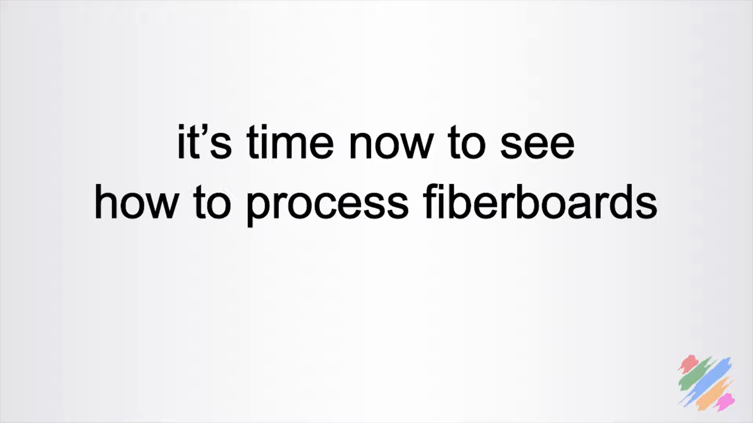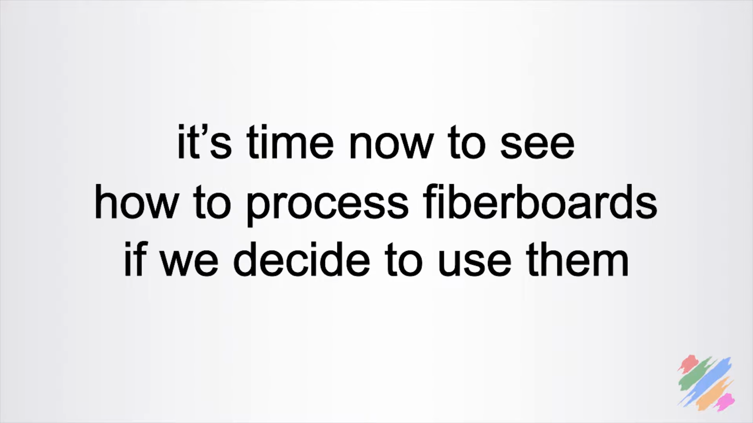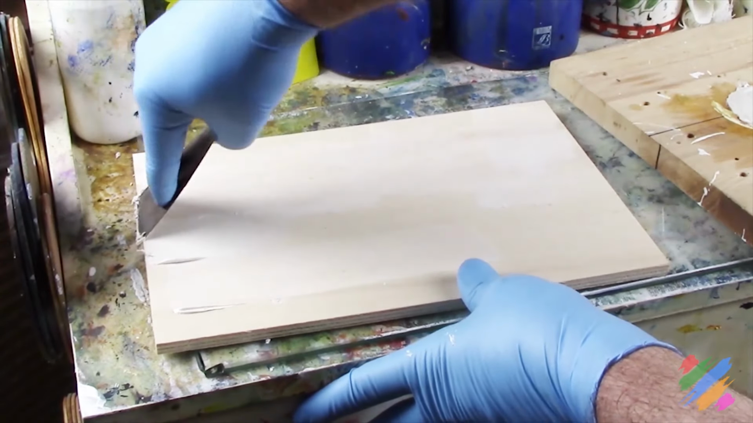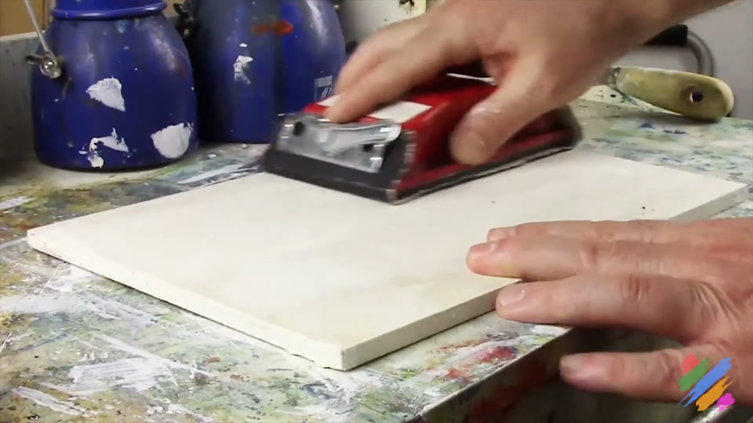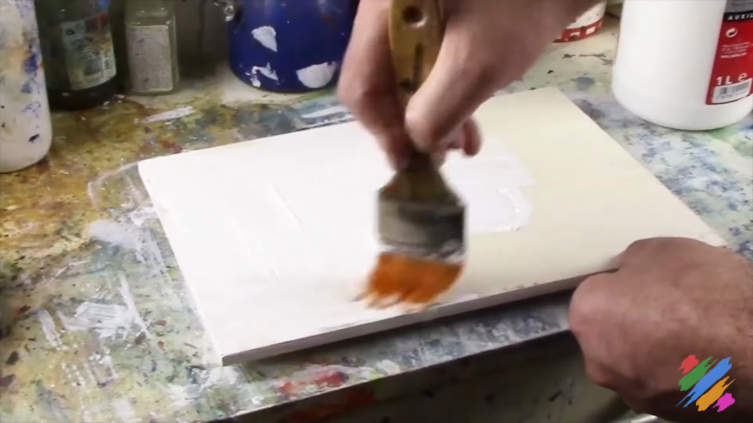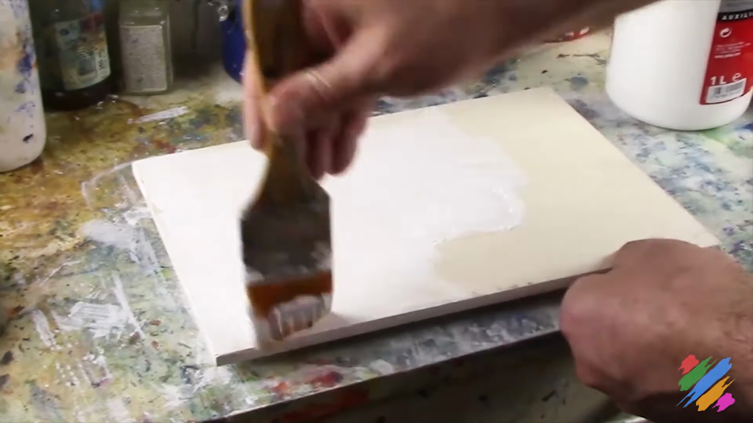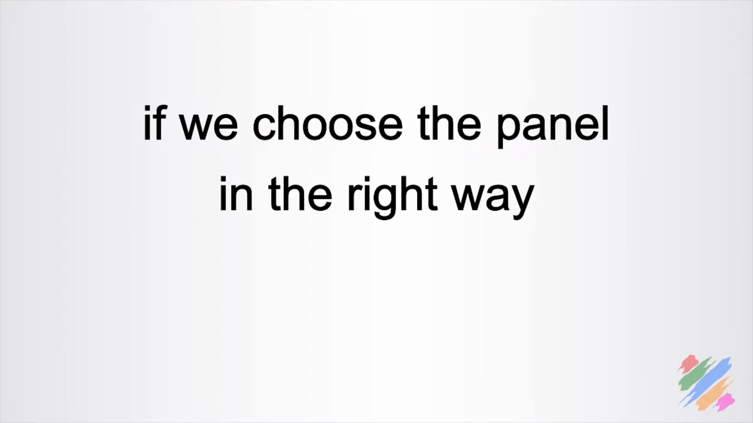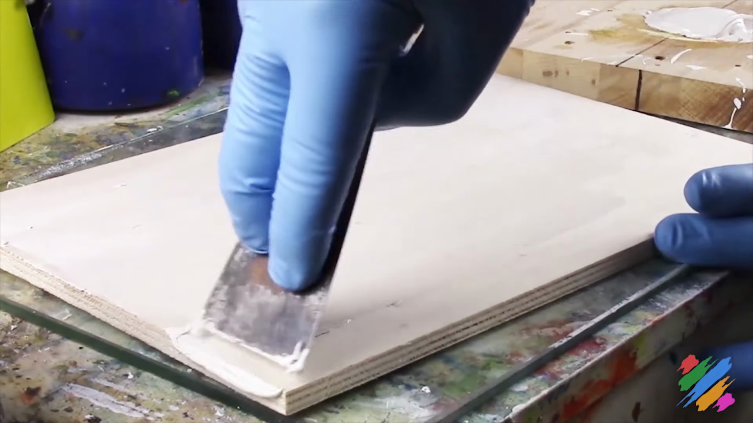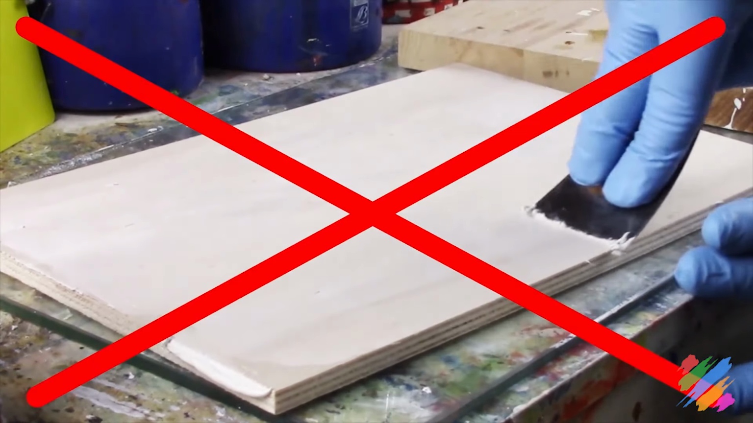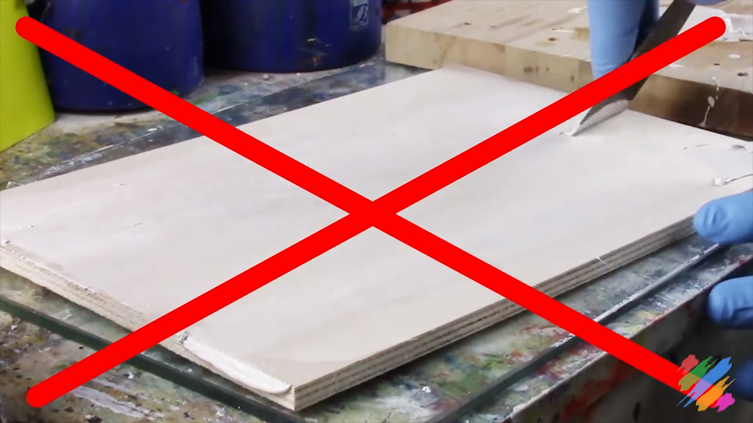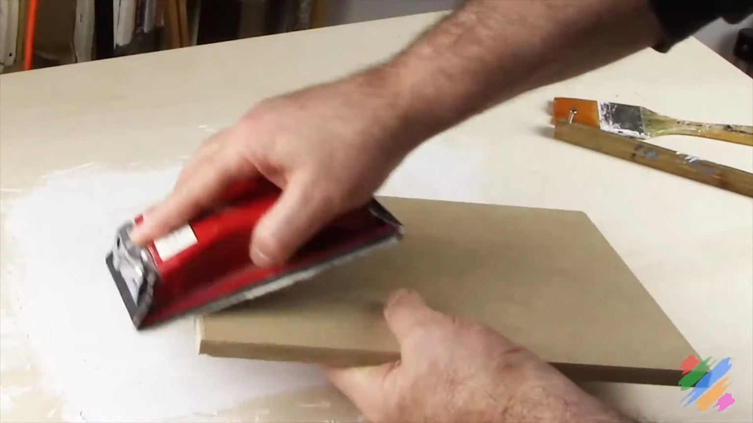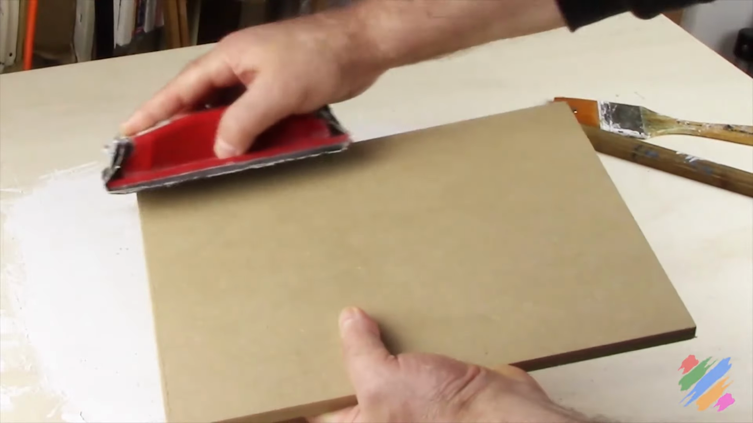It's time now to see how to process the fiberboards if we decide to use them. As with the wooden boards, they can be processed in several ways. Here, we're going to do it in the same way we did with the wood before, using some acrylic primer. If we choose the panel in the right way, normally with this type of support we don't need to do any preliminary filling job. Eventually, if we want, we can smooth the corners a little bit using some sandpaper.